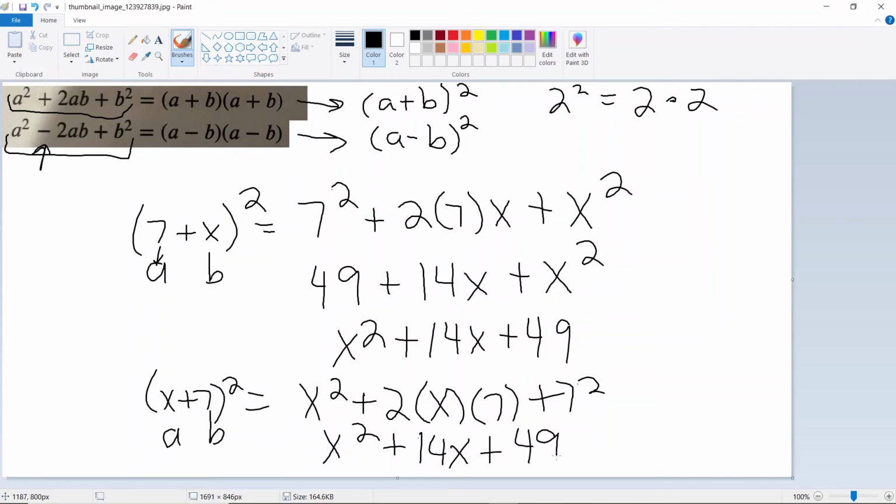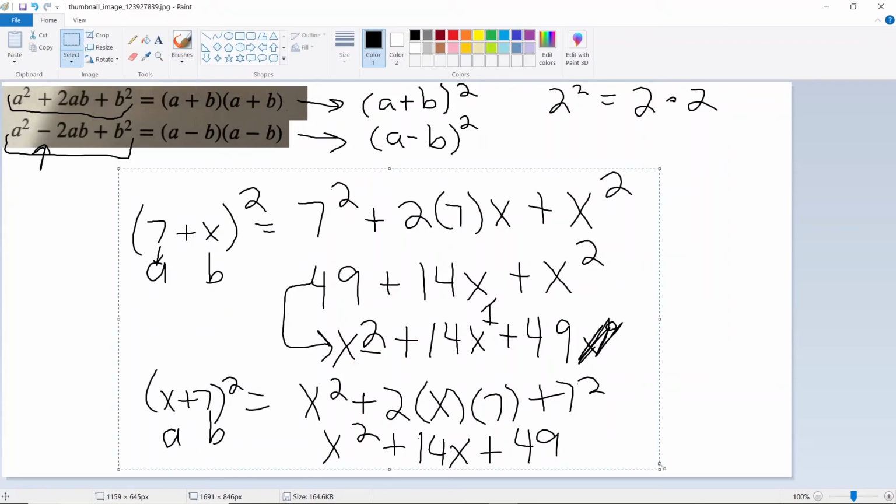Now again, this one, we switch the order because it is standard to write polynomials in descending order of the exponents. So we get x squared, x to the first. If there is no exponent, that just means x to the first. And then x to the 0 power, because anything to the 0 power is just equal to 1, so we don't even write it. So that would be if it was 7 plus x, the whole thing squared.